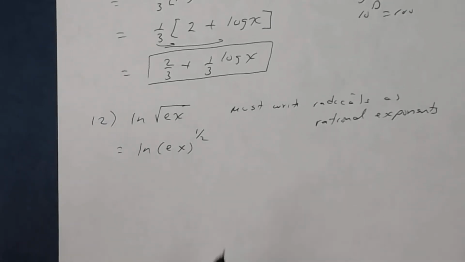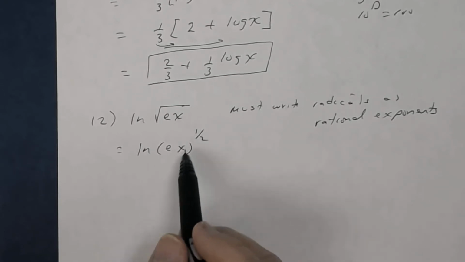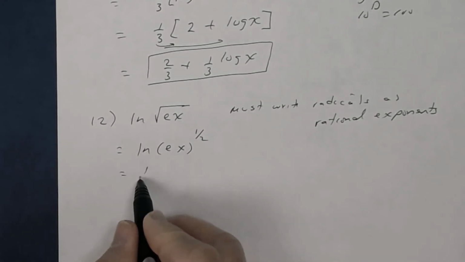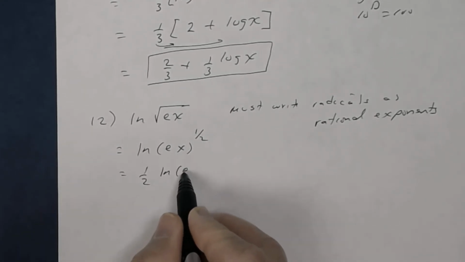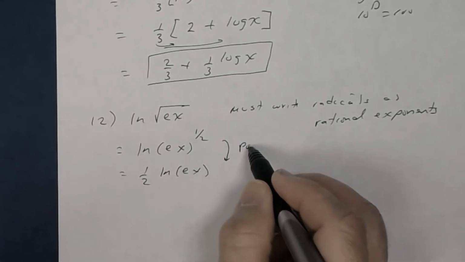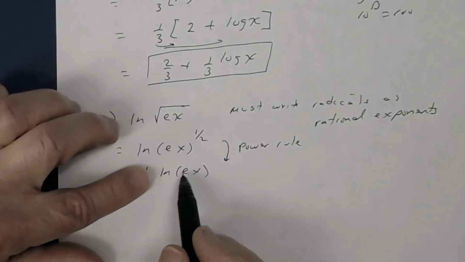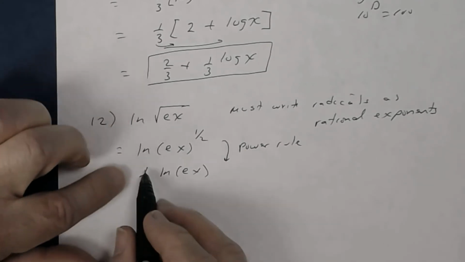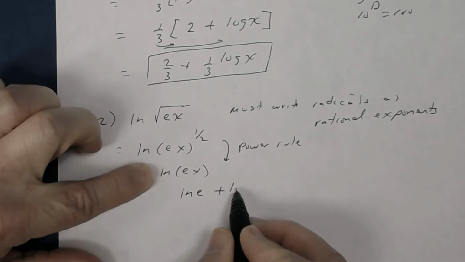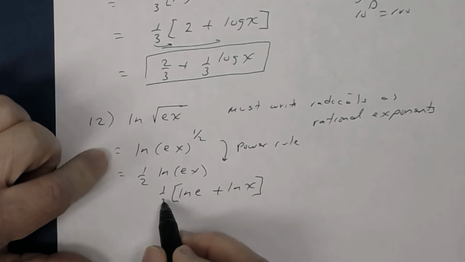That's important. Okay, so now since I'm taking the natural log of some expression raised to a power, so this whole thing is being raised to a power, I'm going to use the power rule. So it becomes 1/2 times the natural log of e times x. So I went from here to here. I used the power rule. Now I'm taking the log of a product, so I'm going to use the product rule now. I'm going to cover up 1/2 for a moment. So that becomes the natural log of e plus the natural log of x.